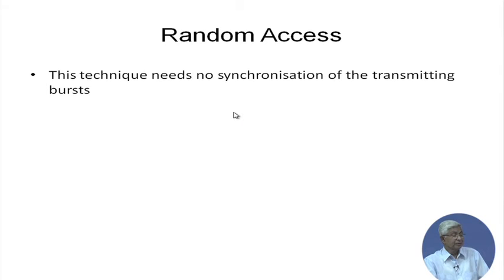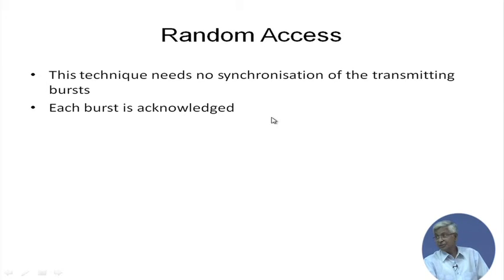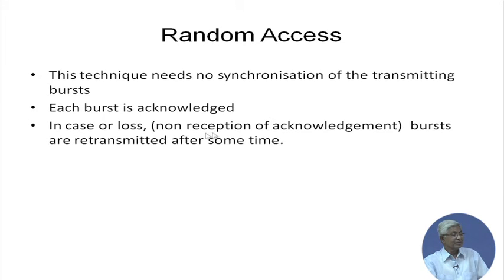So there is a possibility of loss, because since there is no synchronization, two transmissions may go simultaneously and the receiver will not be able to detect them. So each burst is acknowledged, whether it has been received correctly. In case of loss, if the acknowledgement is not received, the bursts are retransmitted after some time. Assuming a slow communication rate and non-continuous bursty traffic, this is a very simple scheme, because you do not need synchronization, you do not need full TDMA.